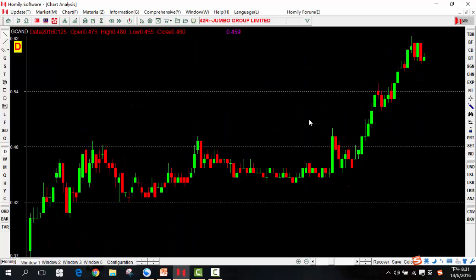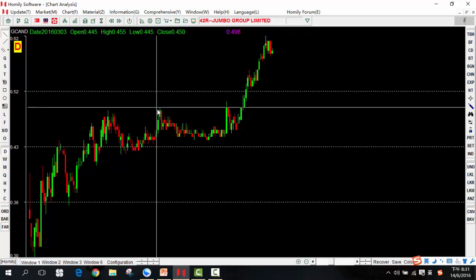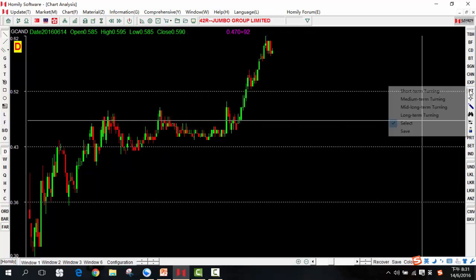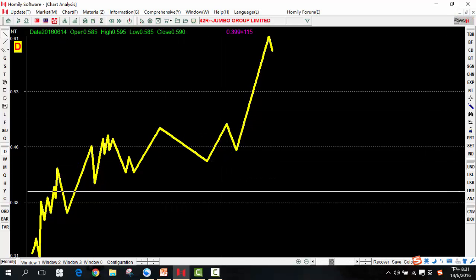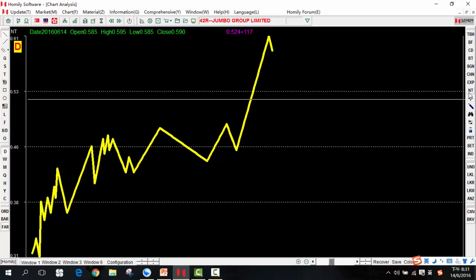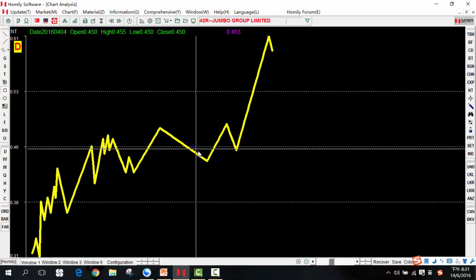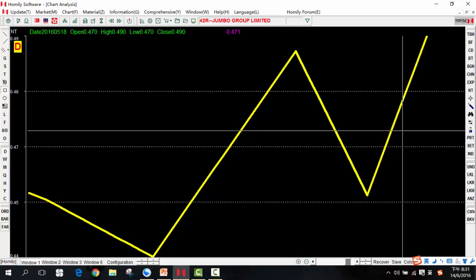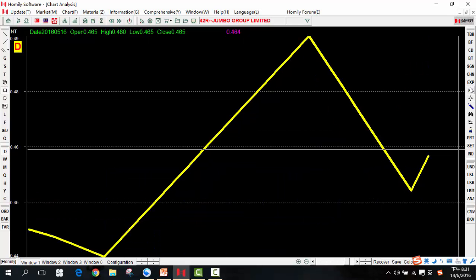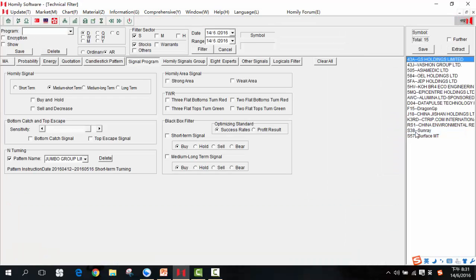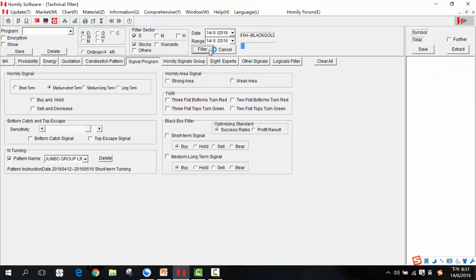Okay, then we can see this one. We want to find the pattern like this, okay? So firstly, we can click the short-term pattern, maybe this pattern, right? Okay, then we can click NT, click select, then we can click this pattern. Then we can click select. Then this is the Jumbo, the pattern name, okay? Then we can click filter again, see whether we can filter some stocks or not.